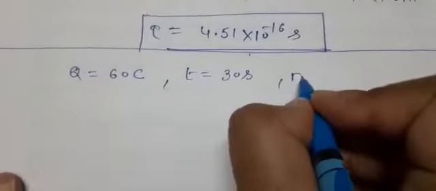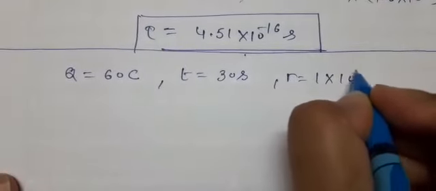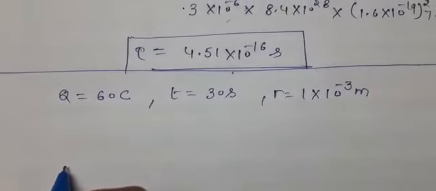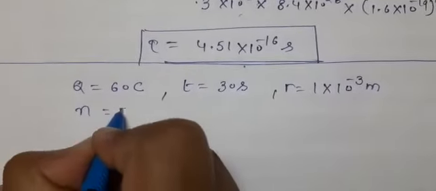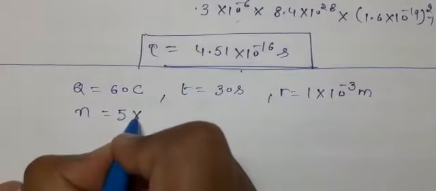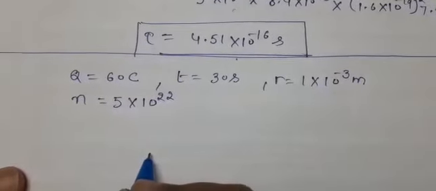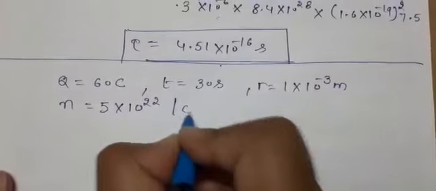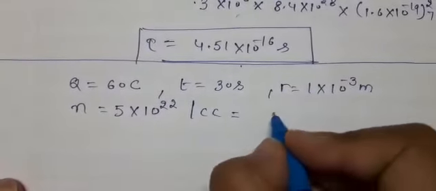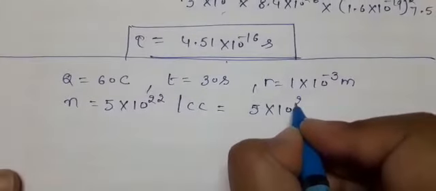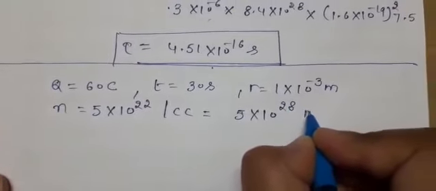And the radius of the wire is 1 millimeter, it means 1 into 10 raised to the power minus 3 meter. And the wire contains number of electrons that is 5 into 10 raised to the power 22 per cc. You have to convert it, per cc means per cubic centimeter, when you have to calculate in per meter cube.